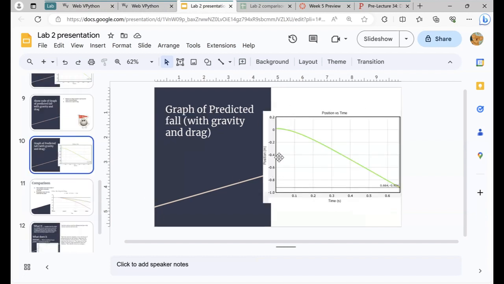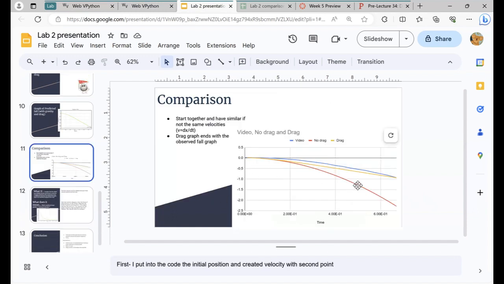Here is the graph with drag. As we see here, the ending position at negative 0.924 is almost exact as the Tracker graph. To compare all three graphs, like I said, the one with drag and the video graph are the most accurate. The one with no drag goes farther and faster. And they all start together because I put in the velocity and initial position from Tracker into the codes.